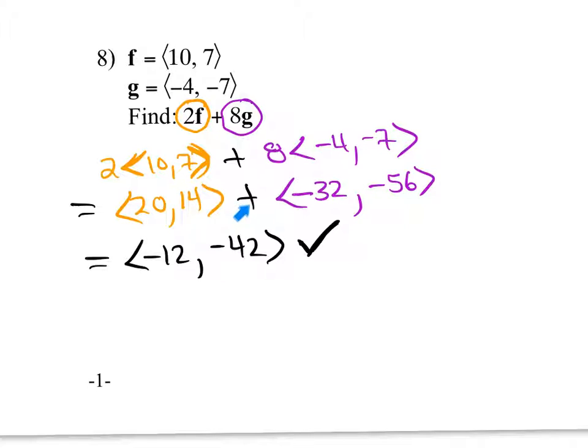And then we'll add them together. So that's 20 plus the -32 gives us -12. 14 plus the -56 gives us -42. So the vector is -12, -42.